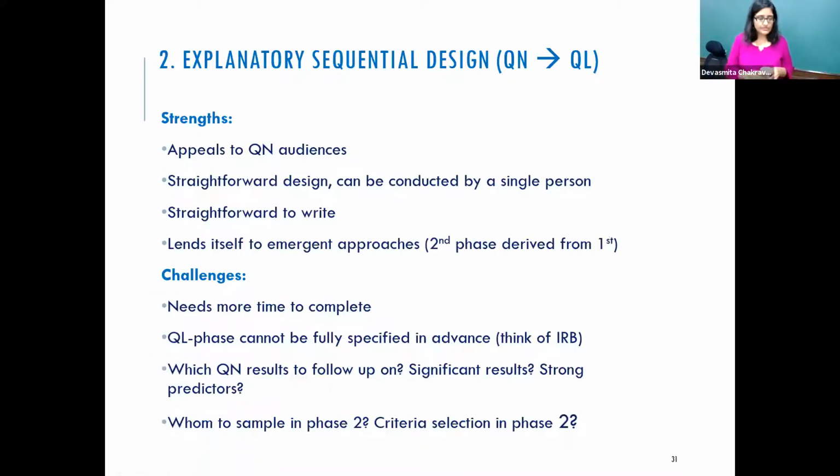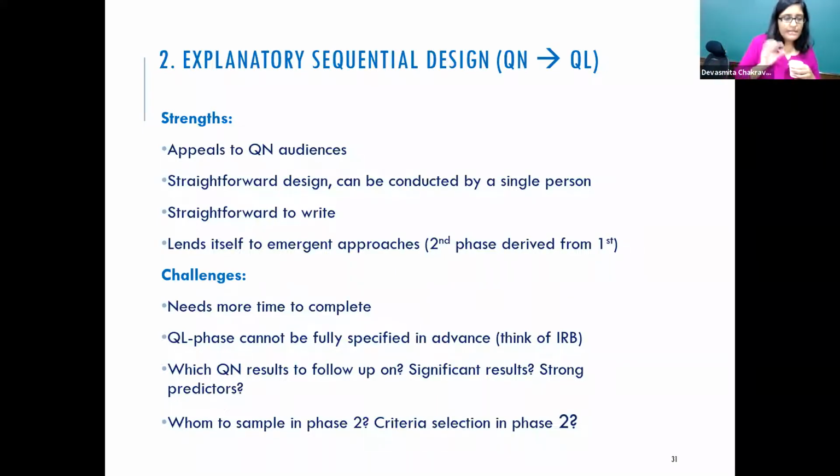What are the strengths? Quantitative people love that you are not only giving quantitative results, but also explaining the results. It's straightforward to write and to do, and it lends itself to emergent approaches. The challenge is it needs more time, like I said, and you can't fully specify the second phase, which means you might have to do a second round of IRB.